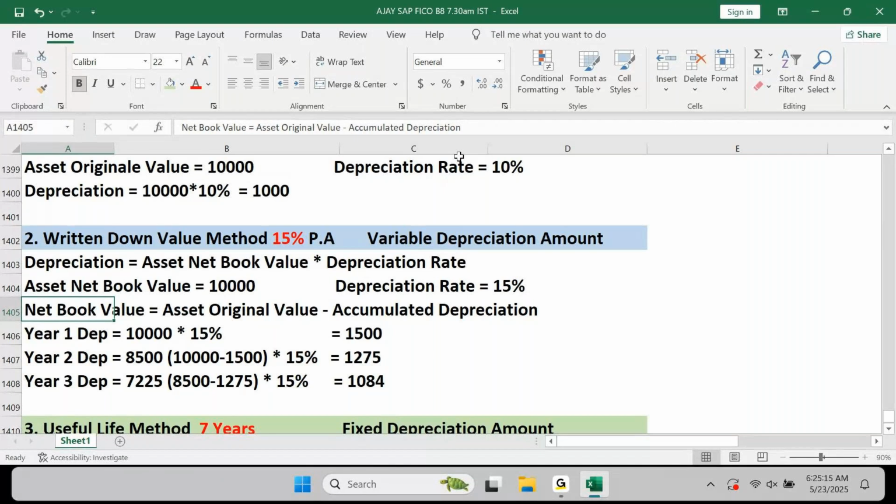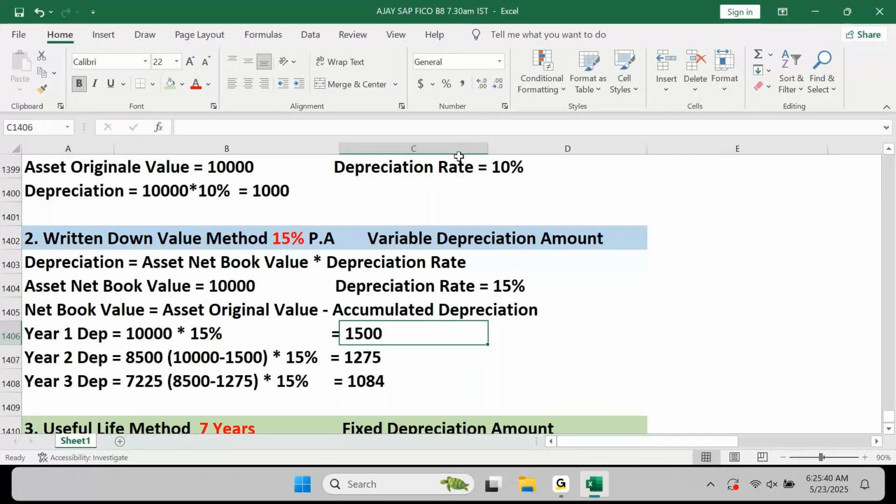But do you need to post annually or monthly? We need to go monthly. Depreciation, you need to post monthly. If 1 year is equal to 1,500, 1 month may be either 1,500 divided by 12 months or 1,500 divided by 365 days into the number of days in a month. I can arrive at my monthly depreciation in 2 ways.